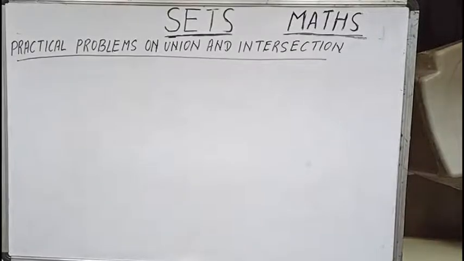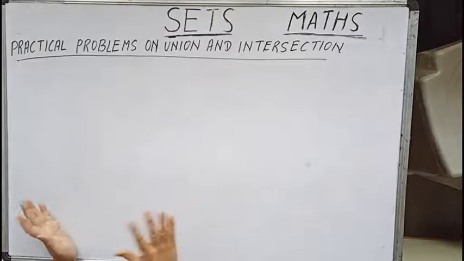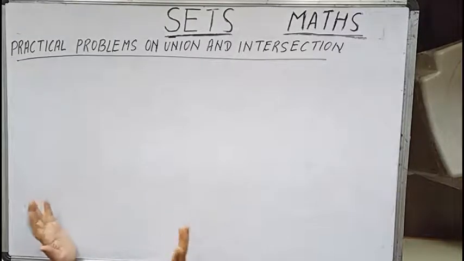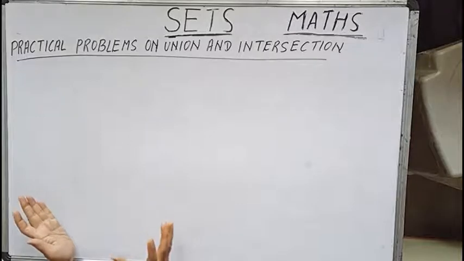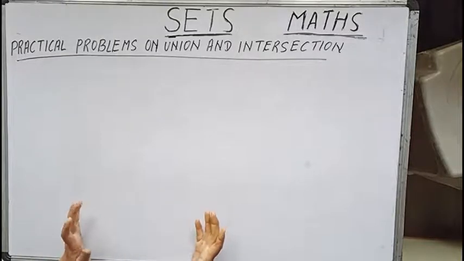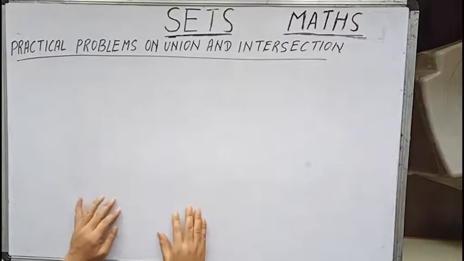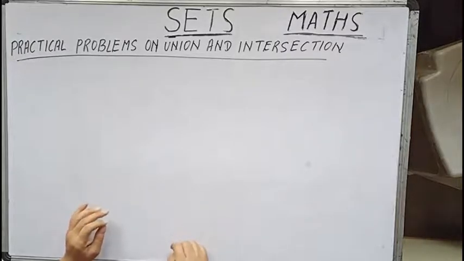Hello students. So let us do the last part of the set theory, that is practical problems on union and intersection of two sets and three sets. Children, till now we have done the concept of the sets, the types of the sets, how to find the complement of the set, how to do the union and the intersection of the sets, how to find the difference of the two sets, what is De Morgan's law, and it's proved by algebraic and hence Venn diagram method.